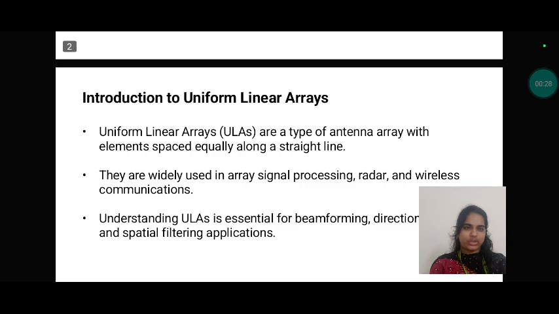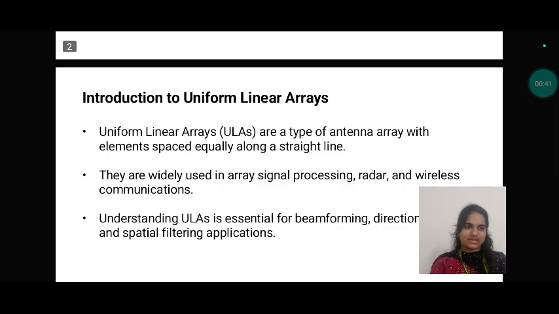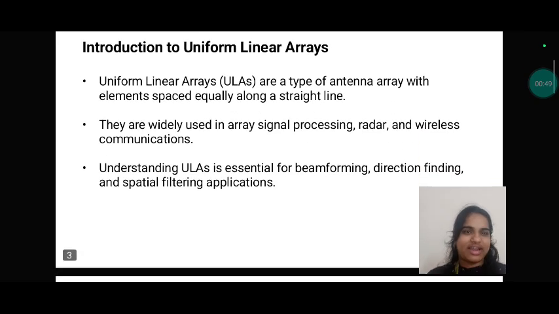Uniform linear arrays, ULAs, are a type of antenna array with the elements spaced equally along a straight line. They are widely used in array signal processing, radar and wireless communication. Understanding ULAs is essential for beamforming, direction finding, spatial filtering and applications.